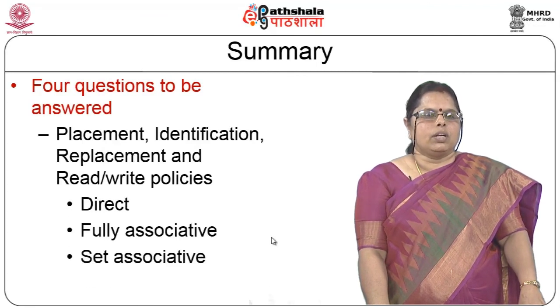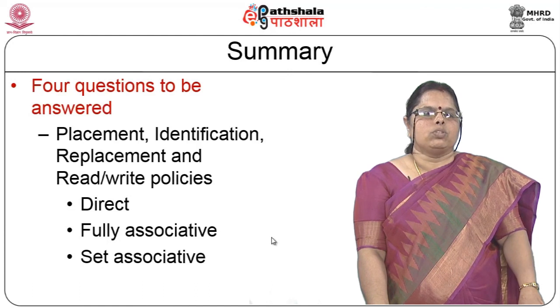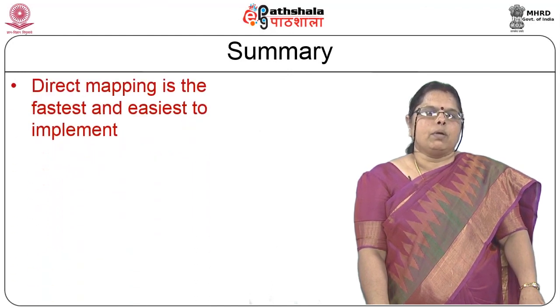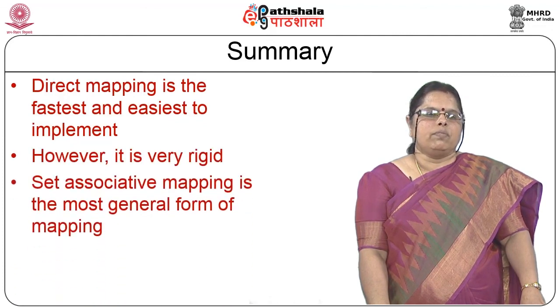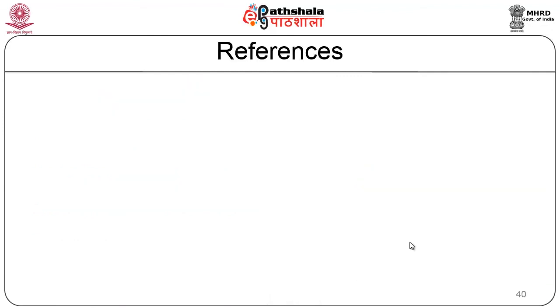We looked at direct mapping, fully associative mapping and set associative mapping, and we looked at the pros and cons of each of these mapping techniques. Direct mapping is the fastest and easiest to implement, however, it is very rigid. Set associative mapping is the most general form of mapping.